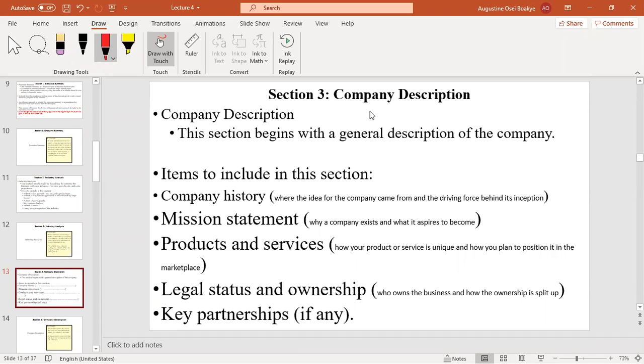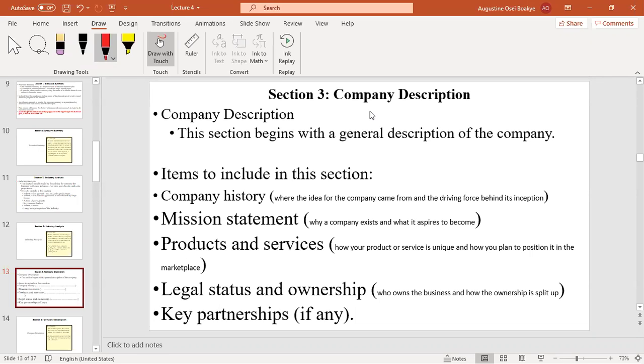And if the history is something that will actually grasp the attention of the intended audience, you have to see the opportunity to actually narrate how you even came about it. Was it that you were encountering a challenge, and by finding a solution to the problem you were facing, you decided to commercialize it by making it an enterprise? So all those nitty-gritties come under the company history.